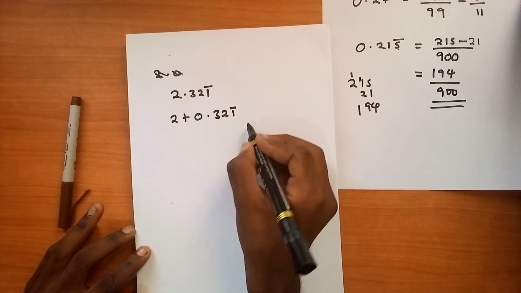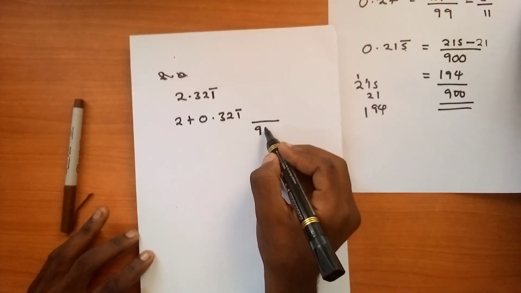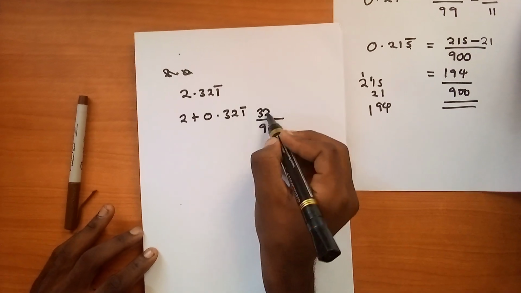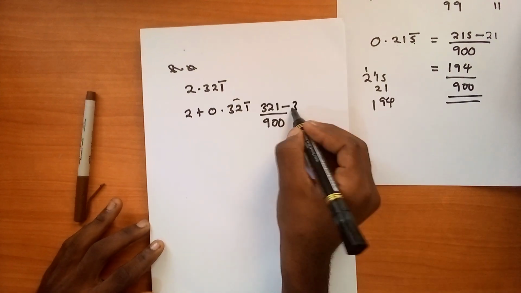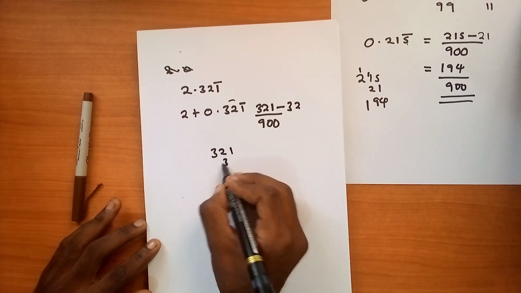Okay, remember every number under the bar represents a 9, and all the digits that are not reoccurring represent 0. So you put this, and then you put the entire number, which is 321, then minus 32 because 32 is not reoccurring. So you subtract this. Then you work this out. What is 321 minus 32?